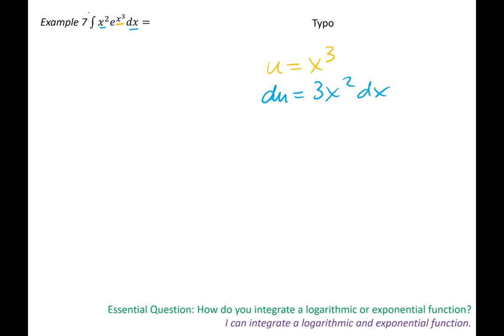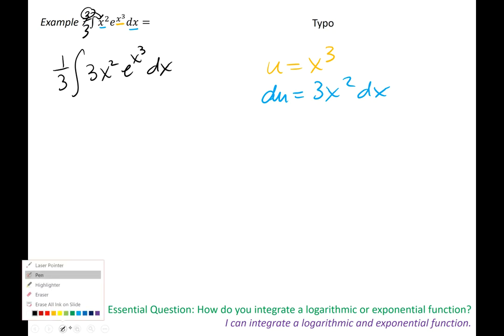So I'm going to multiply top and bottom by 3, or I'm going to multiply by 3 over 3. I'm going to shove that 3 inside. So I have 1/3 times 3x squared e to the x cubed dx. So let's match it up again. So I know x cubed is my u.